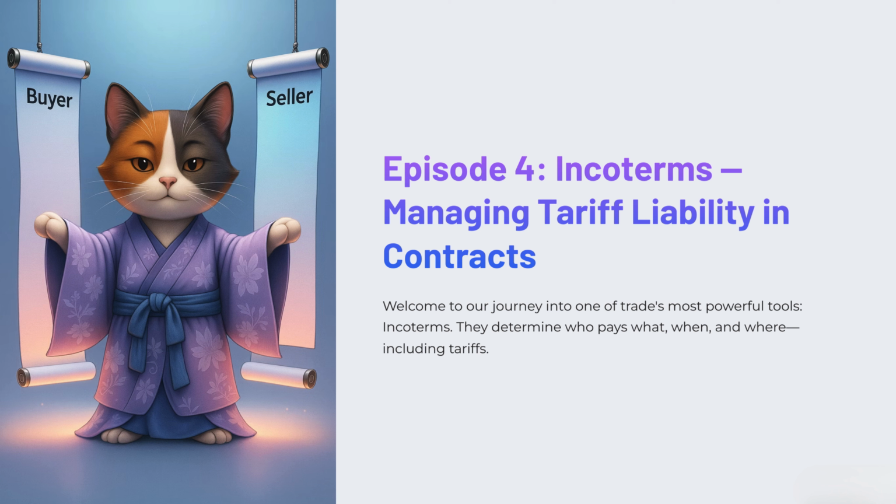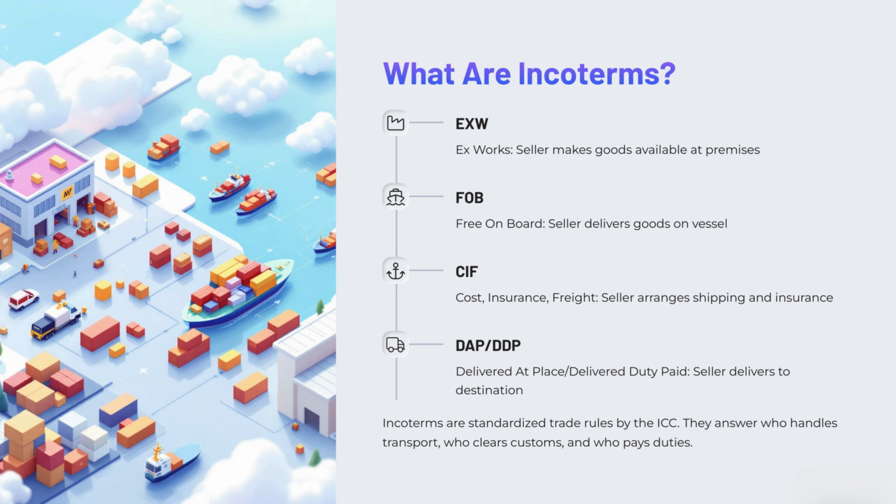Today we dive into one of the most misunderstood, yet most powerful tools in global trade, Incoterms. They decide who pays what, when, and where, including who pays the tariff. Incoterms, short for International Commercial Terms, are published by the International Chamber of Commerce. They answer vital questions: who arranges transport? Who clears customs? Who pays the duties and taxes?